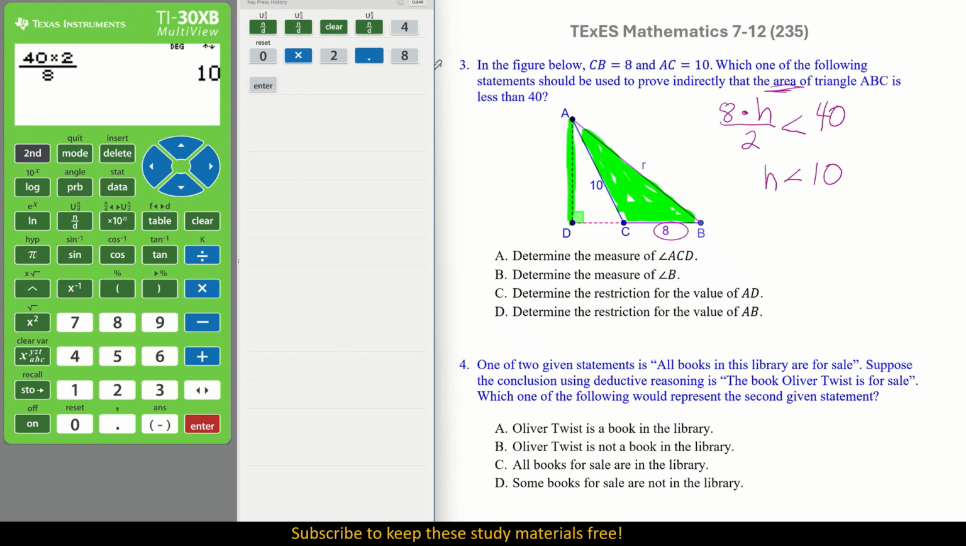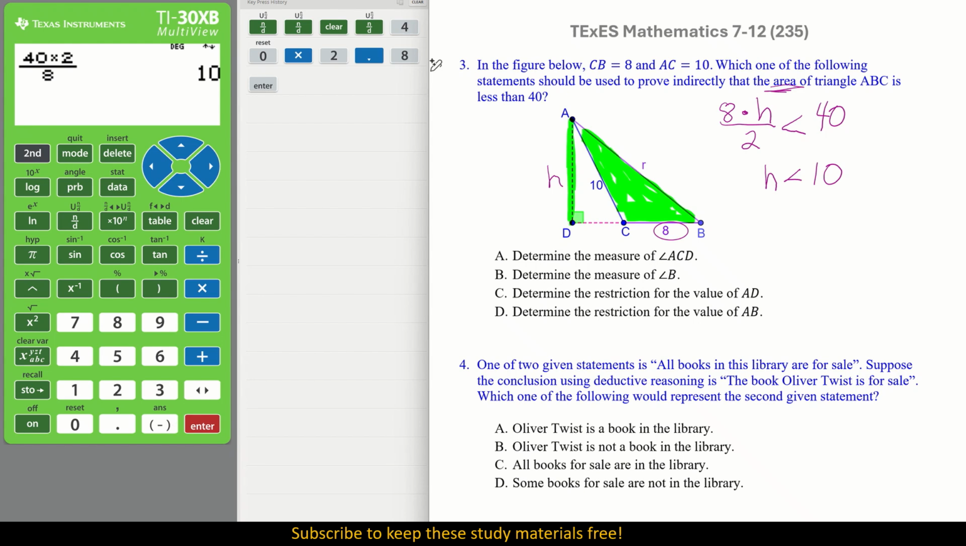So indirectly, I need to begin by showing that h, the height of AD, I'm going to call that h right here, is less than 10. So I would show that restriction, and then I would have to move to how to show that. So that would be my first step. And the question is, which of the following statements would be used to prove? Well, we already know that you have to use that.